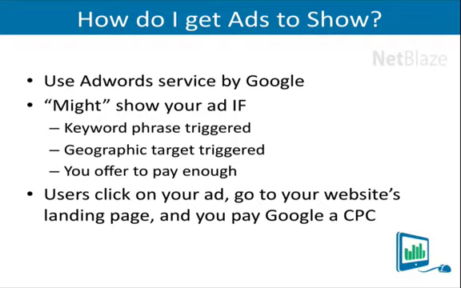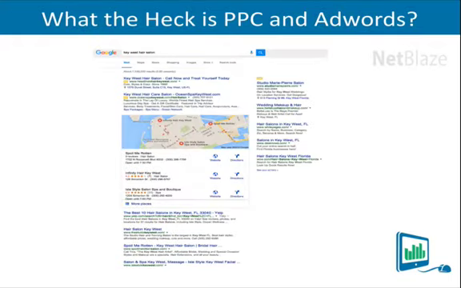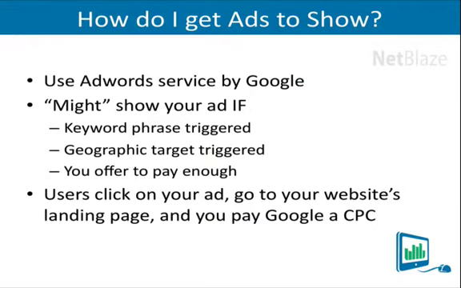So when you use the AdWords service by Google, your ad might show, and that's pretty important in this whole situation. You're never guaranteed, but your ad might show if you have triggered a keyword phrase that you're going after. In this case, if you're a hair salon, you probably want to be targeting people that are searching for hair salon, hair salons, things like that. And your geographic area comes into play as well. You want to target people that are in Key West, right? Because it doesn't do you much good if someone's in Miami; they're probably not going to drive 4 hours to come to a hair salon.